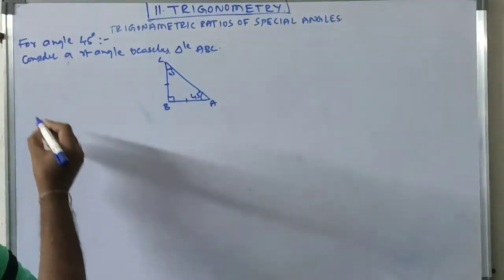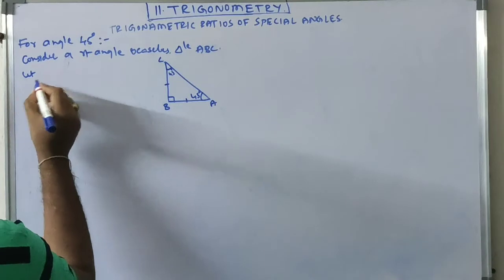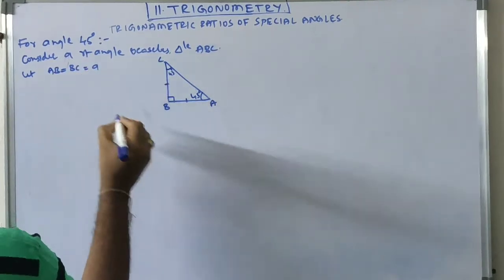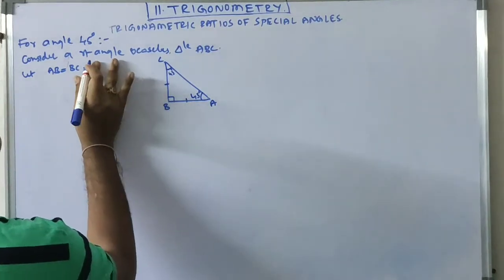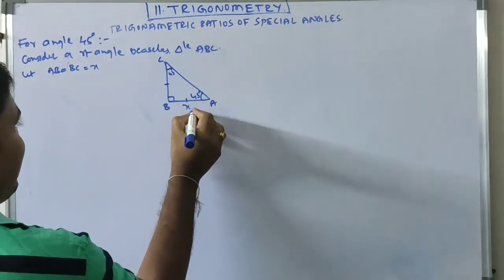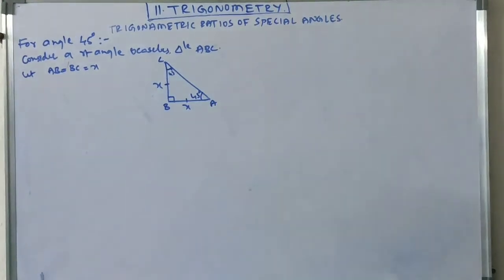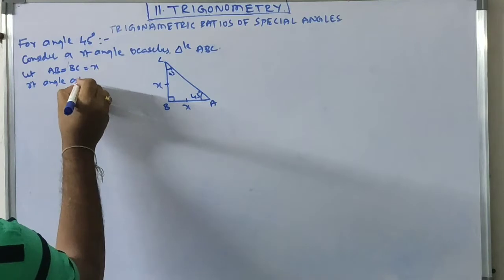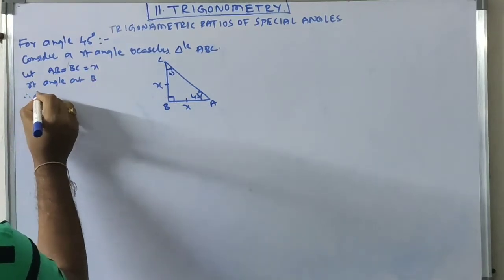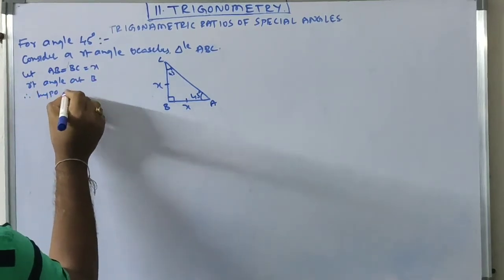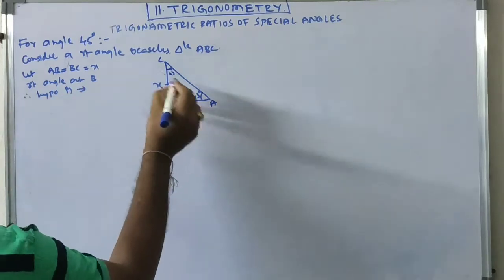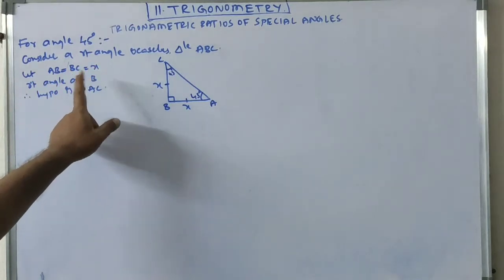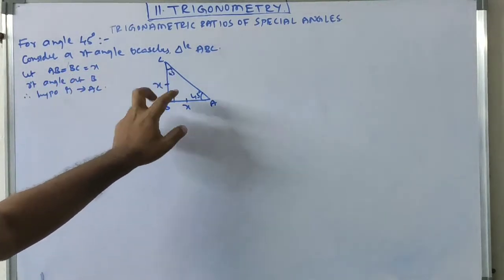So let AB equal to BC equal to small a. Or instead of a, I am taking x. This is x. This is also equal to x. So right angle at B. Therefore the hypotenuse is, what is the hypotenuse? AC is the hypotenuse. So AB equal to BC equal to x. These two sides are equal sides.